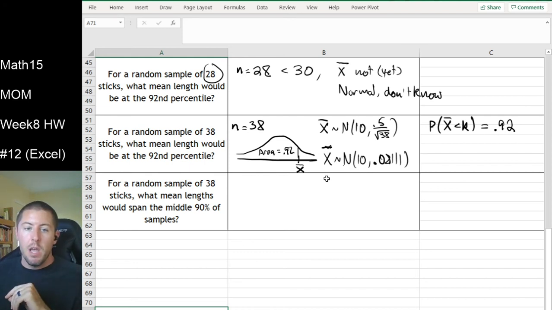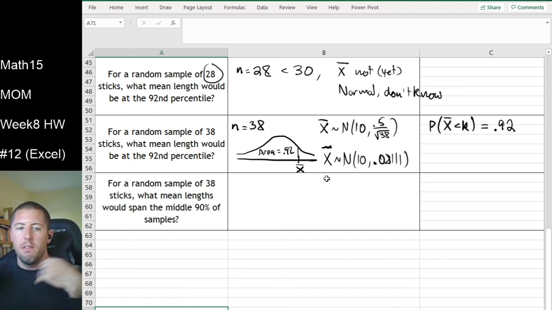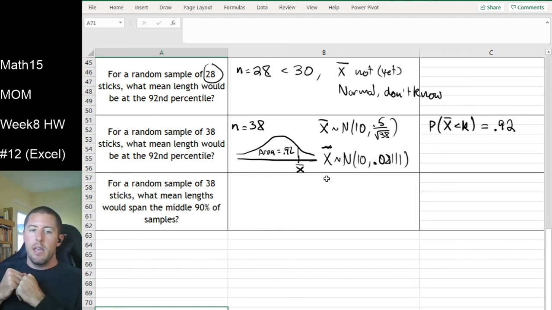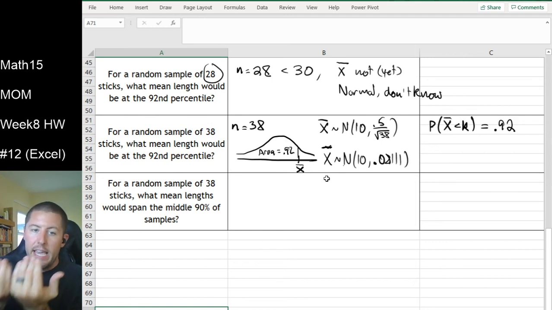In the previous problems, we were given an X bar value. What's the probability of seeing an average of 10.5? 10.5 is the X bar, and we wanted to get the probability out. Here, the probability is our input, and we want to get the X value out. We have inverted the process here.